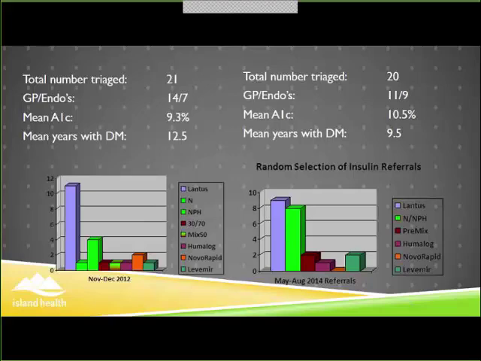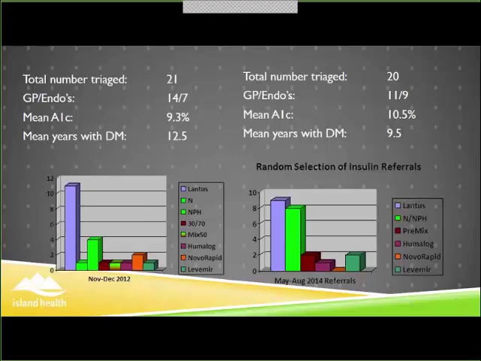So every couple of years I do this. I casually gather up the first 20 referrals that come through our door, and so it's just a random assessment of what's the average A1C, how many years have they been living with diabetes. Some of the information is not always complete, so these aren't super accurate numbers, but they're pretty consistent.